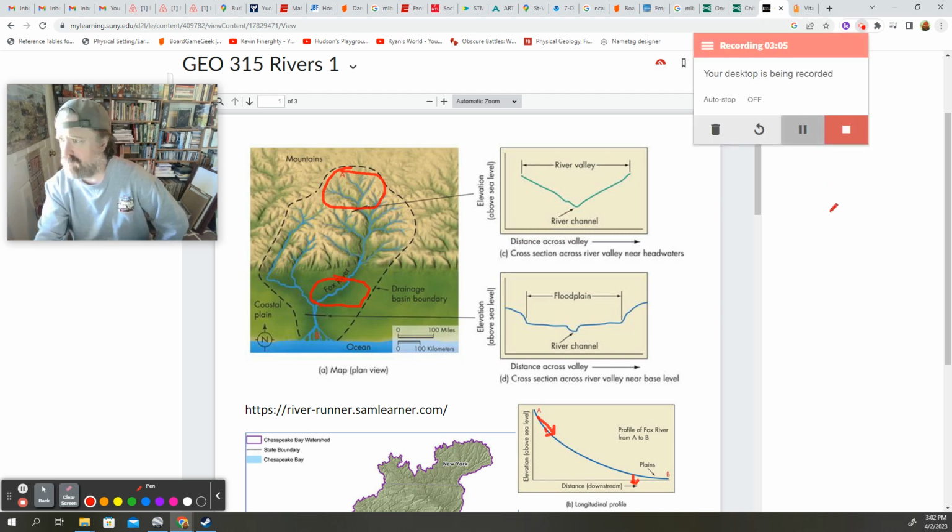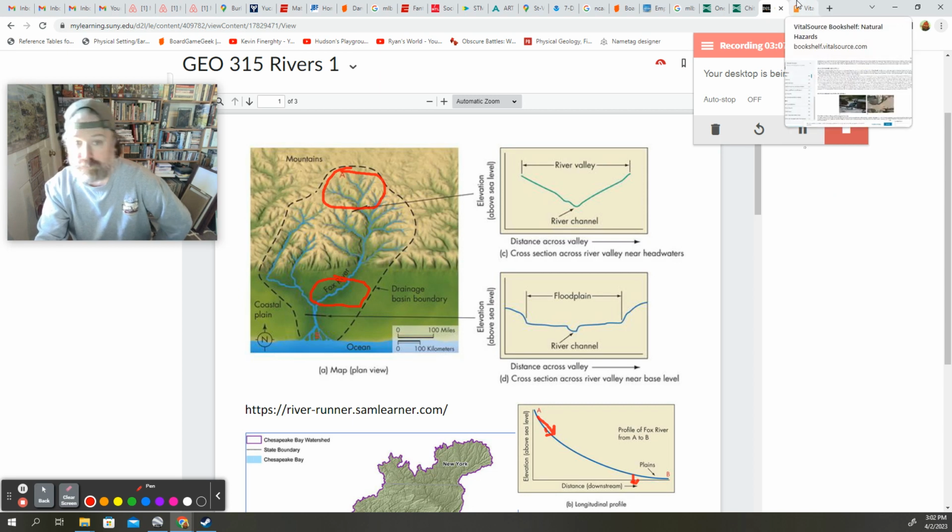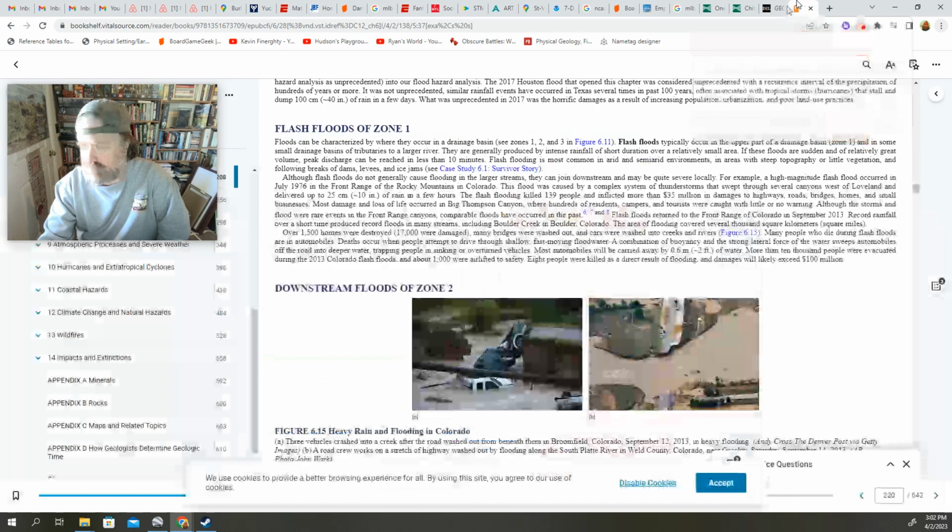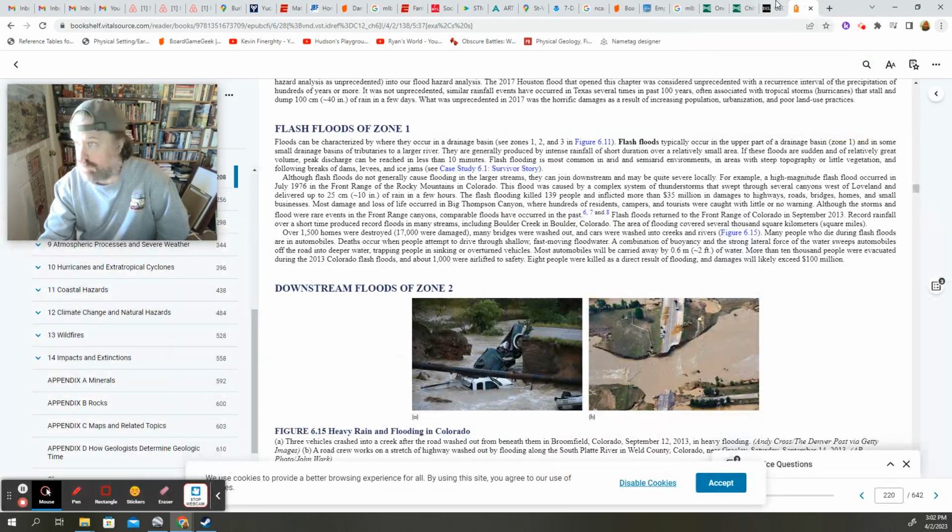Let me get it together. So in your book, they're going to refer to these as upstream floods and downstream floods, or flash floods versus downstream floods. Check it out right there with zone 1, zone 2.